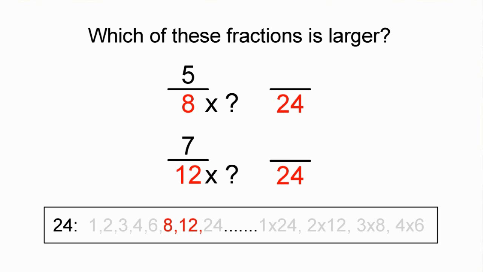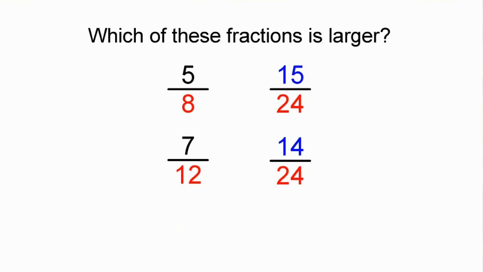In order to change 8 to 24, I have to multiply it by 3. So that means I have to multiply the 5 by 3 also to get 15. Next, I have to multiply the 12 by 2 to get 24. So I also have to multiply the 7 by 2 to get 14. I can see that 15 is bigger than 14. So the original fraction, 5/8, is larger than 7/12.